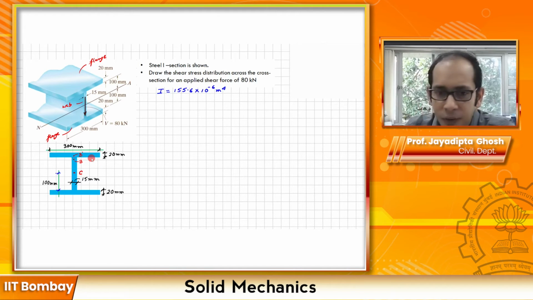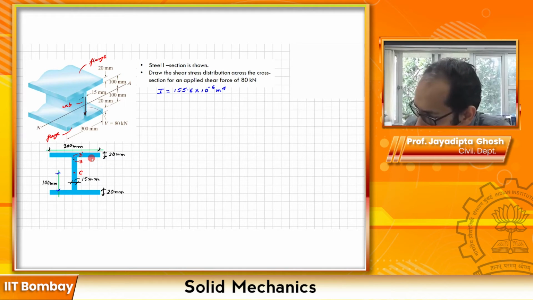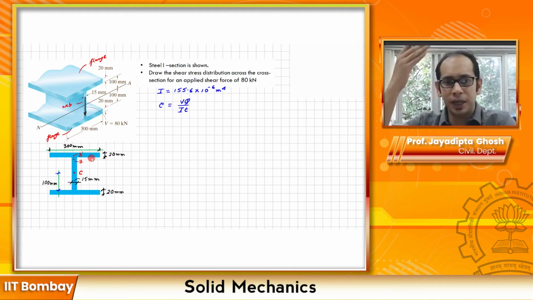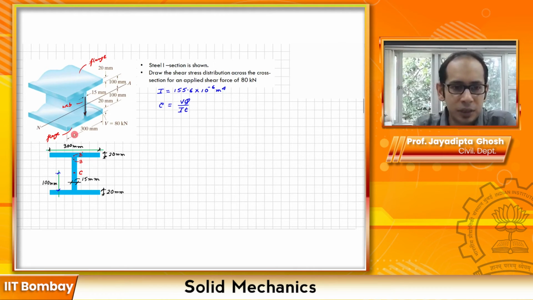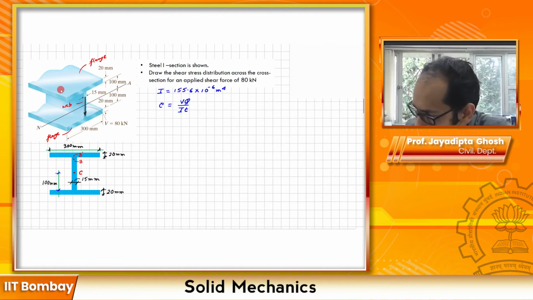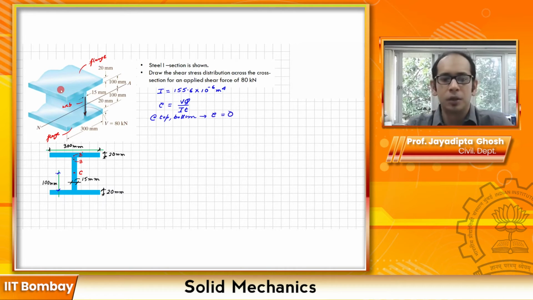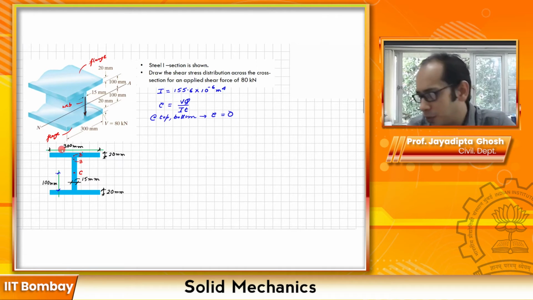So what we can write over here is that our tau equals VQ divided by I times t. First, at the very top and the very bottom, since there is no transverse shear, we know it is going to be 0. So let's make a note of that. At the top and the bottom, tau is 0. Let's come to our next point of interest, that is maybe B prime over here.